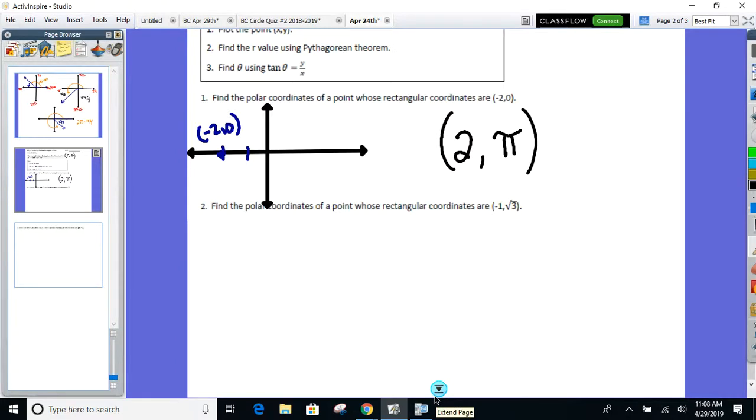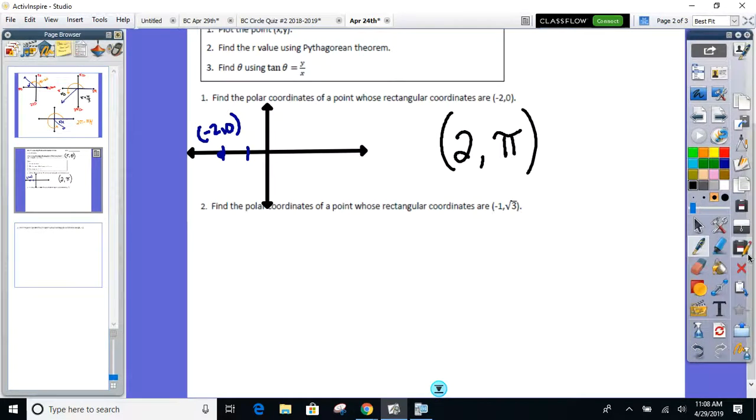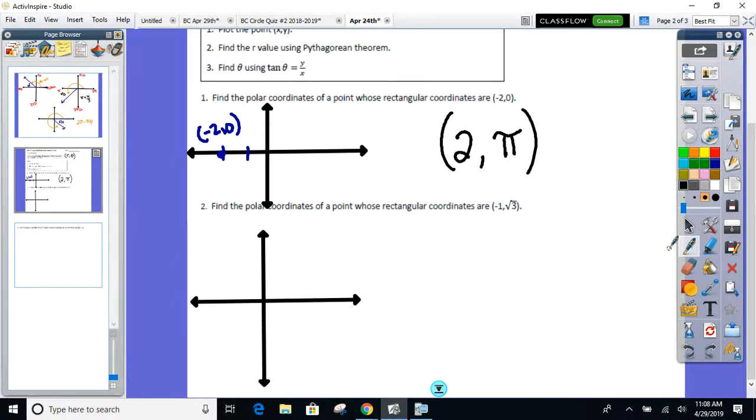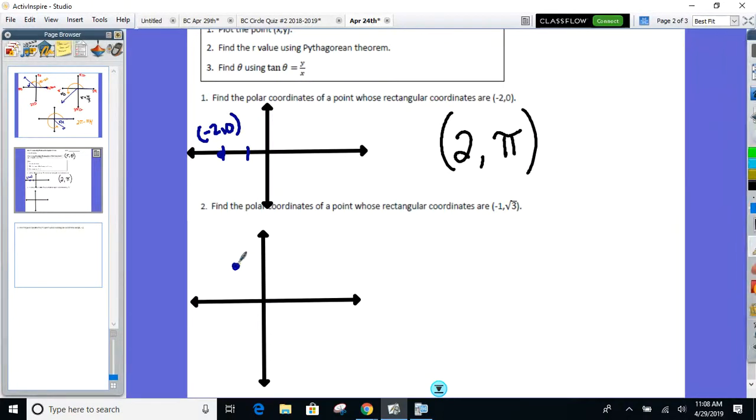Negative 1, radical 3. Graph it best you can. You should at least know what quadrant we're working in. So go ahead, do a quick sketch. Negative 1, positive radical 3. Best you can. You should at least be in the right quadrant. That's what I'm looking for. What quadrant are you in? Hopefully everyone's in 2. All right, somewhere in 2. I don't know where, but okay, we're in 2.